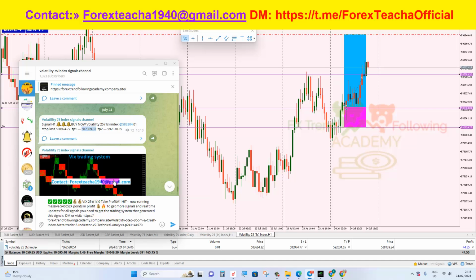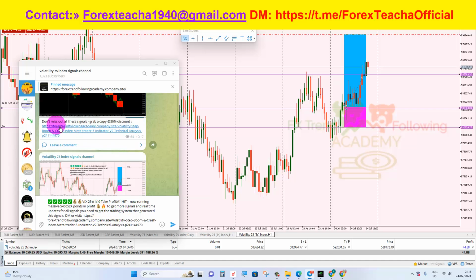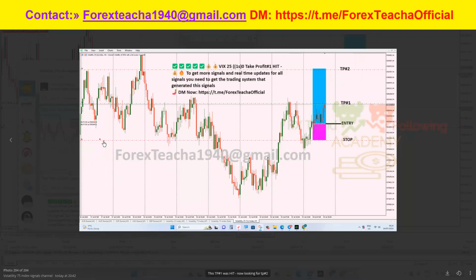The take profit number one was hit. I think I also updated in the group right here. All right, I updated in the group that take profit number one was hit. All right, so this was a nice trade, guys.